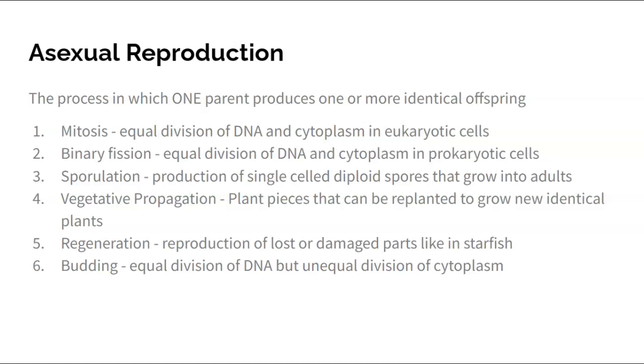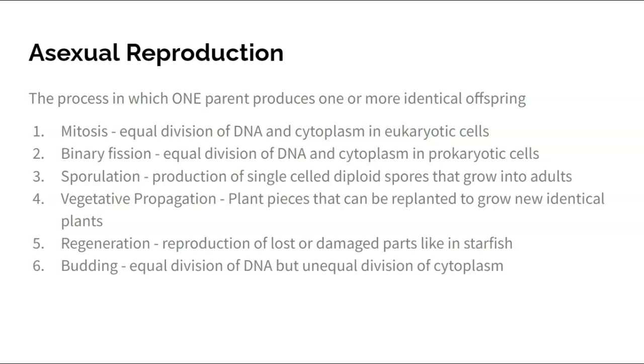Vegetative propagation is when you take a cutting from a plant, like you replant a plant leaf, and it will grow into an identical plant. So you can make a clone like that. Regeneration is the reproduction of lost or damaged parts. Like if a starfish loses its arm, it can actually just regrow that arm, or earthworms can do this too. And then budding is the equal division of DNA, but unequal division of cytoplasm.